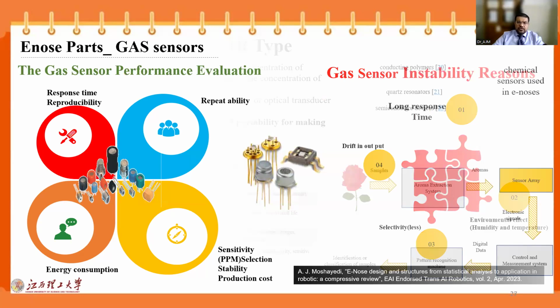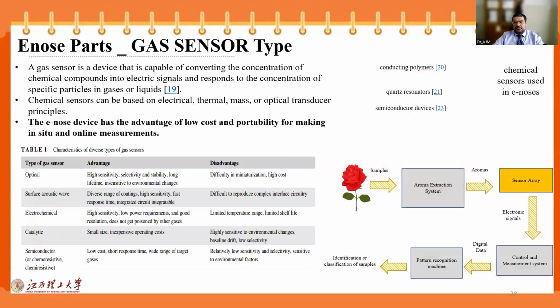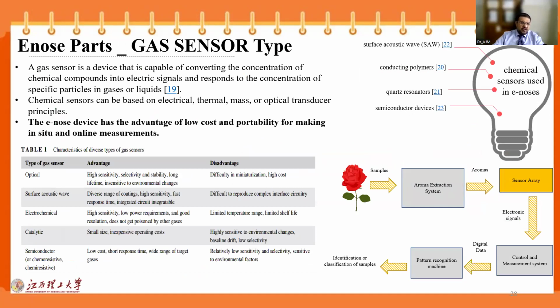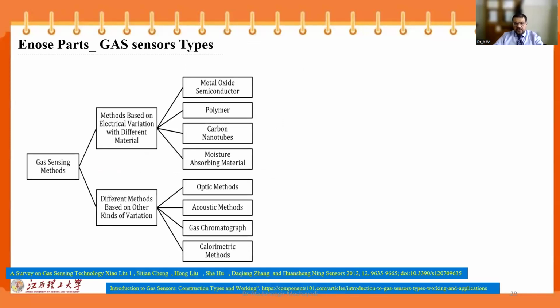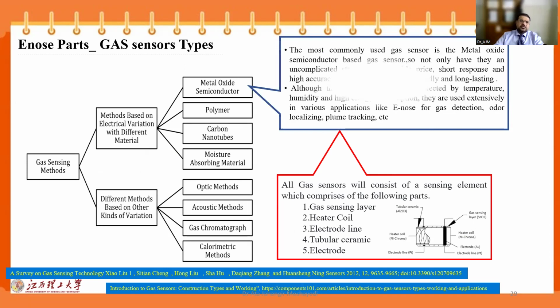As I tell you, we have good development in the sensor, but still it is not enough. We have different types of gas sensors: optical ones, surface acoustic wave, electrochemical one, catalytic one, semiconductor one. These are the different types of gas sensors. But in ENoses, there is one problem: because you should change your sensors, and also due to the cost, the availability, and the repeatability of the sensor part, people prefer to use one type of sensor that they call the metal oxide one.